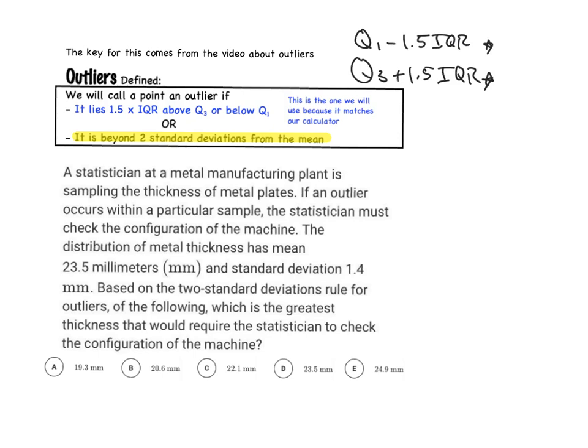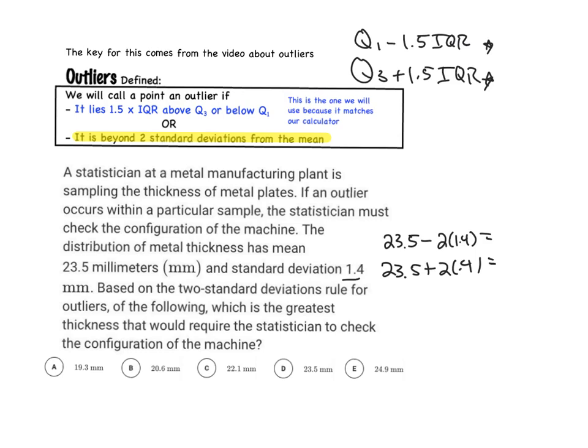So in this case, our mean is 23.5. Our standard deviation is 1.4. We want to go 2 standard deviations above and 2 standard deviations below. So we're going to take 23.5 minus 2 of those standard deviations and 23.5 plus 2 of those standard deviations. But it's the same exact idea. We're just using some different values.